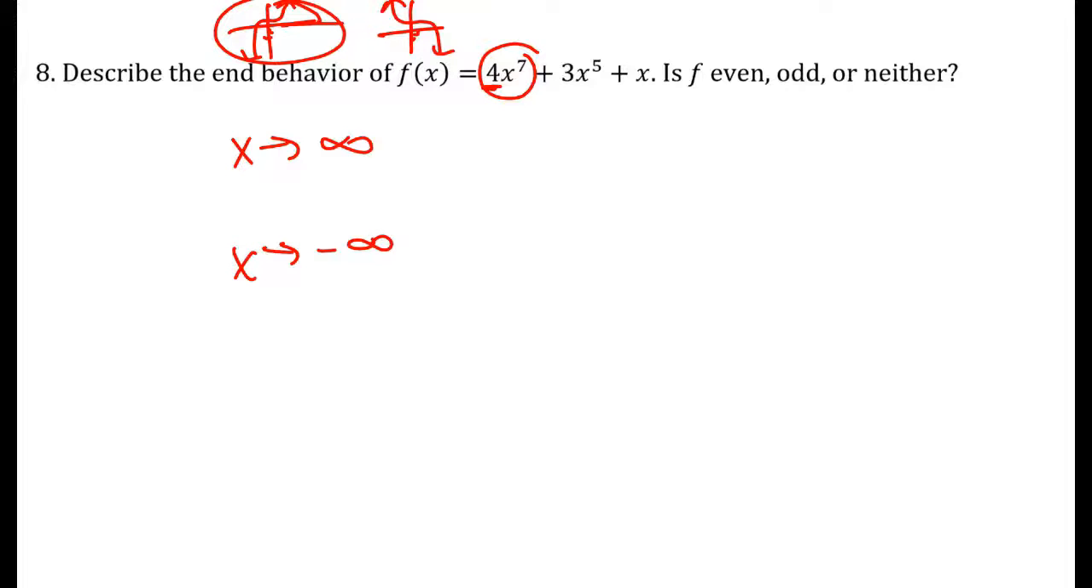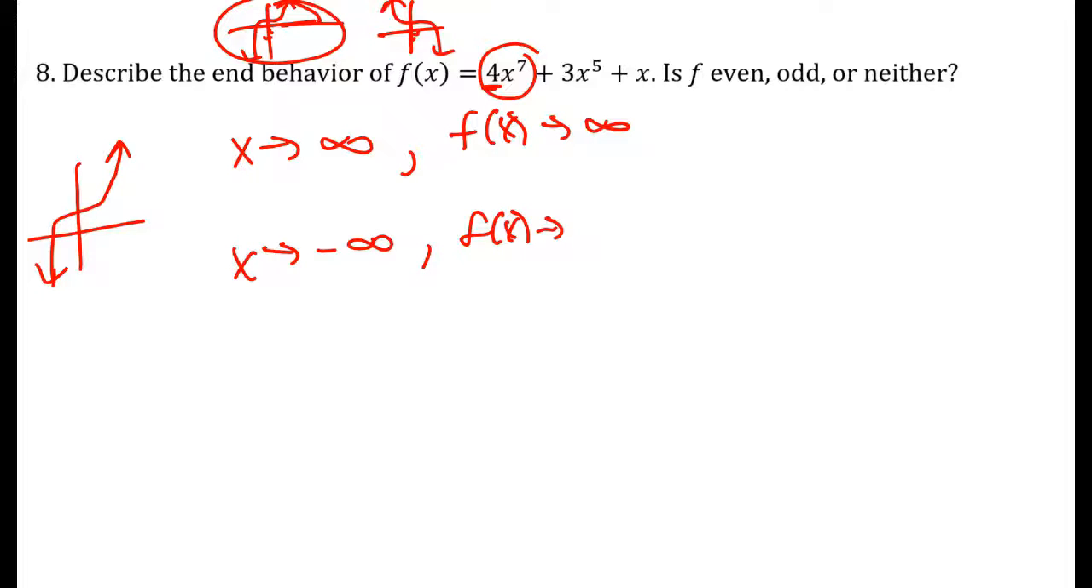As x gets really big, what happens to my y values? My f of x values approach infinity. Because overall, draw it bigger, this function has the shape of x cubed, something to an odd power. And as x approaches negative infinity, my y values go also to negative infinity. Great, so that's how I describe the end behavior.